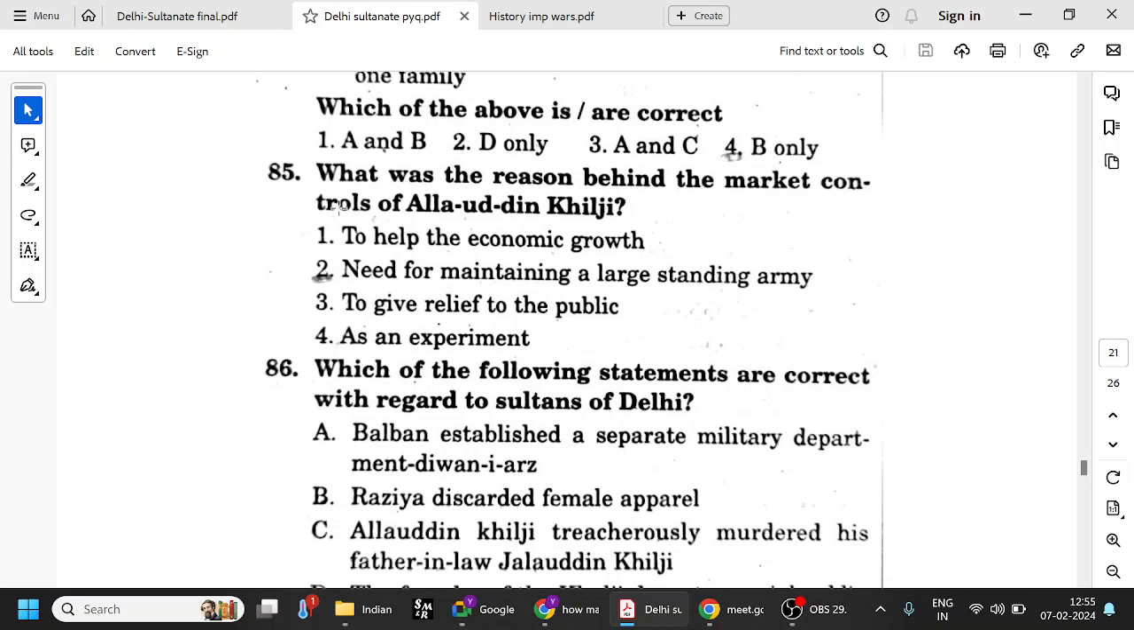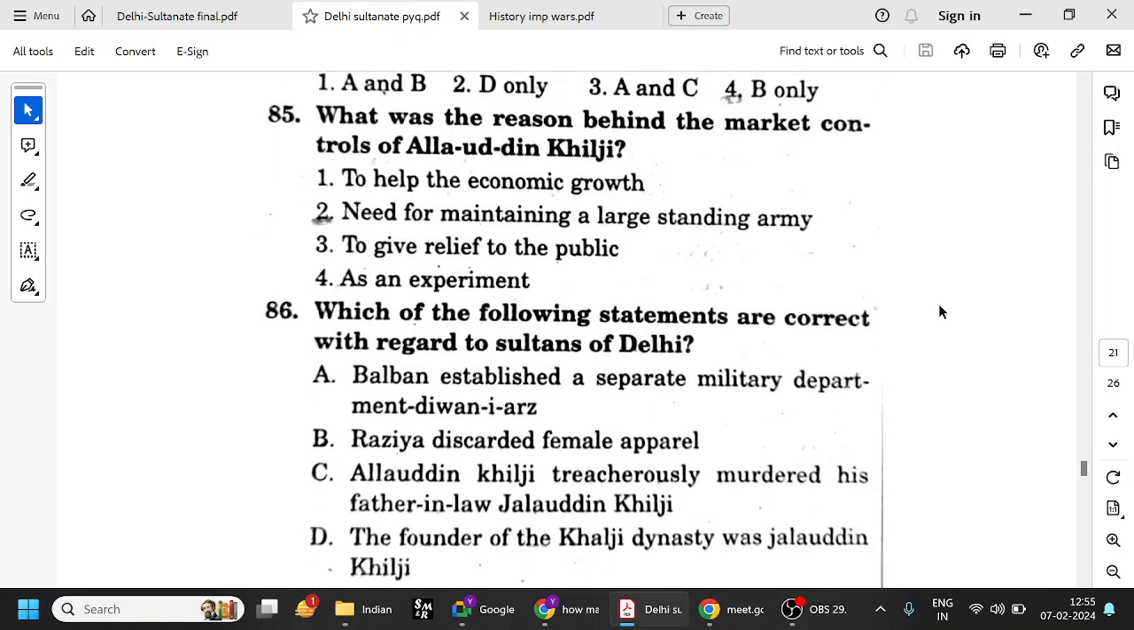So what was the reason behind the market controls? Need for maintaining a large standing army, to give relief to the public as an experiment, to help economic growth. You can say both one and two also, because of market controls. He had a separate department for vegetables, pulses, etc. Separate mandis. He started all these practices, so you can say economic growth also. But among these things, need for maintaining a large standing army, because he paid the soldiers in cash. So remember all those things, and whatever you feel is the better option, go with that.